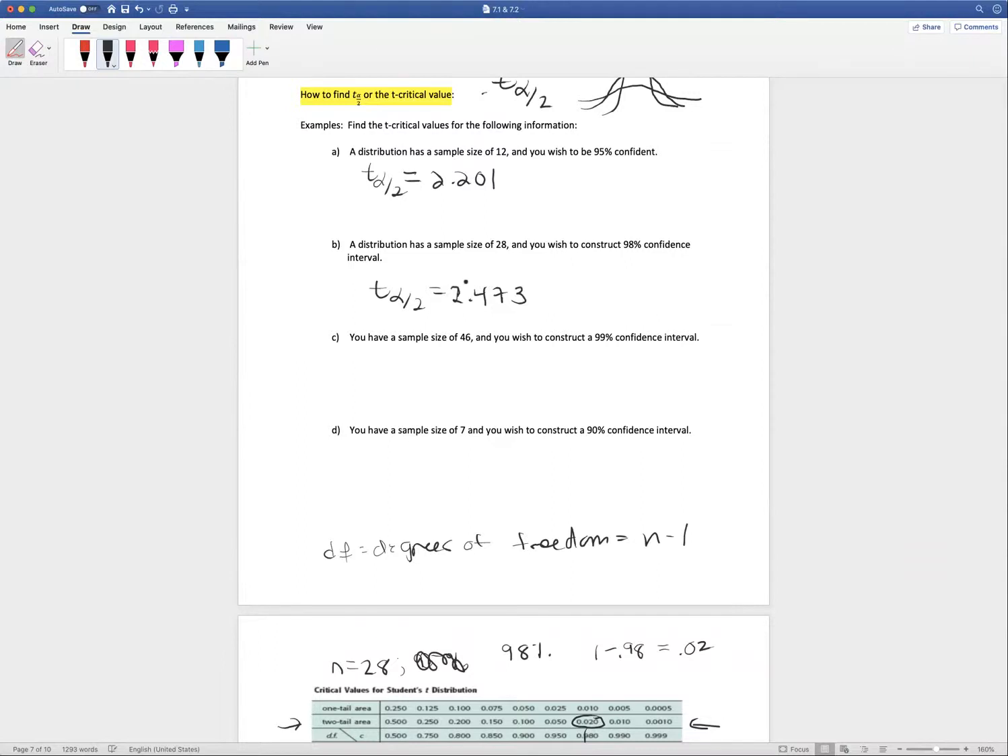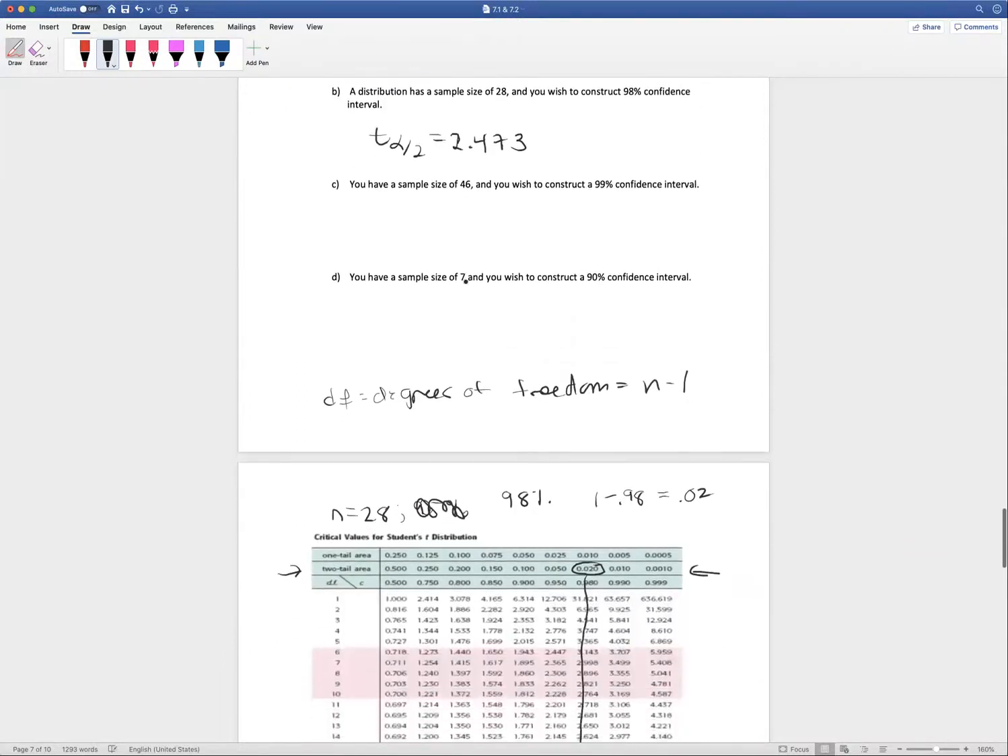Let's do two more examples just to make sure you are. The next example, you have a sample size of 46 and you wish to construct a 99% confidence interval. Let me erase all these.